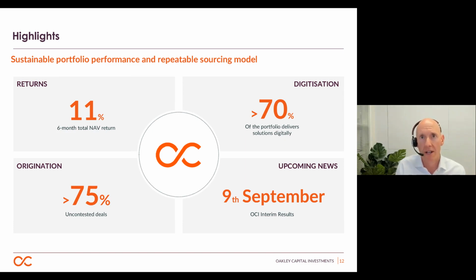Vincent mentioned the key COVID impacts and how we believe those will be set to turn around in the coming months.